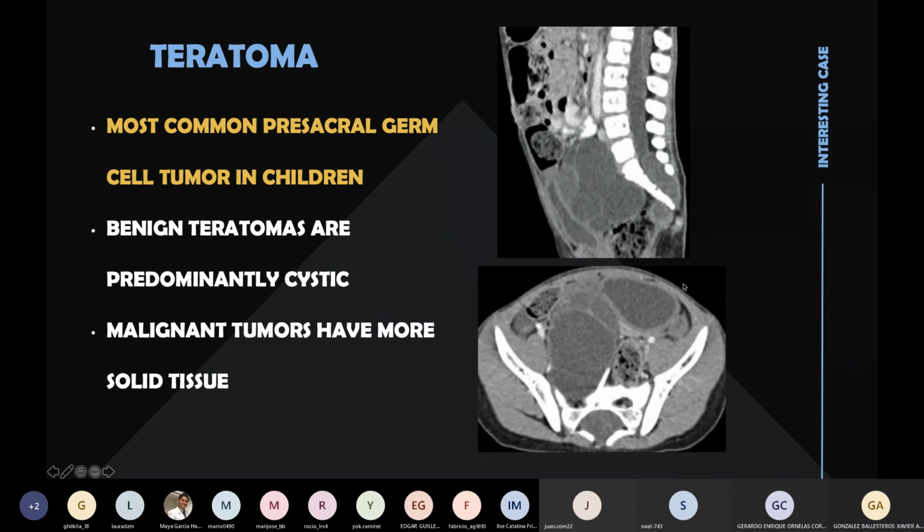And the images show a sagittal reconstruction of an abdominal CT and an axial CT, which show a large multiloculated solid and cystic mass that extends into the sacral canal and foramina. And there is bone remodeling and destruction associated.